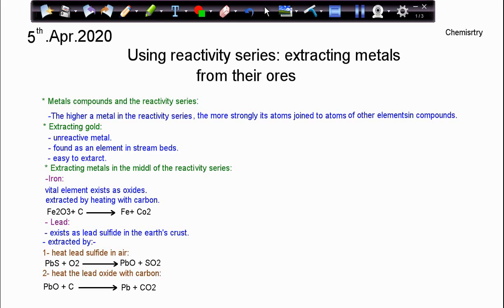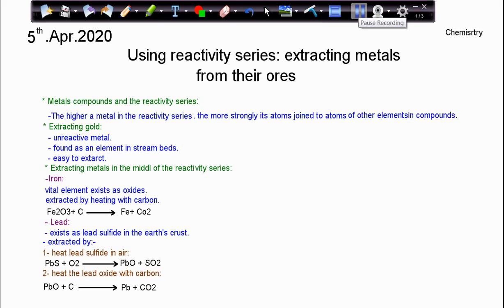What about the displacement reactions of these metals? These metals in group 1 and 2 can replace other elements. And we said also that the most reactive metals can displace less reactive metals from solutions of their salts and from their oxides also.